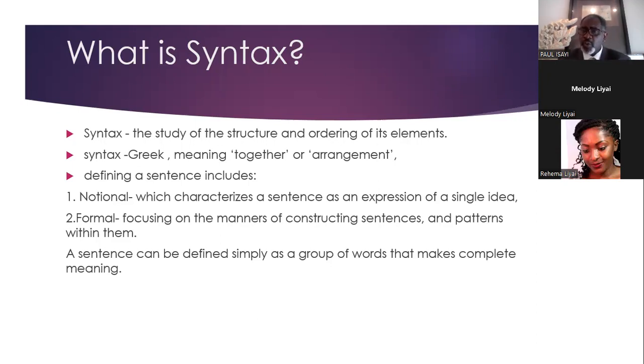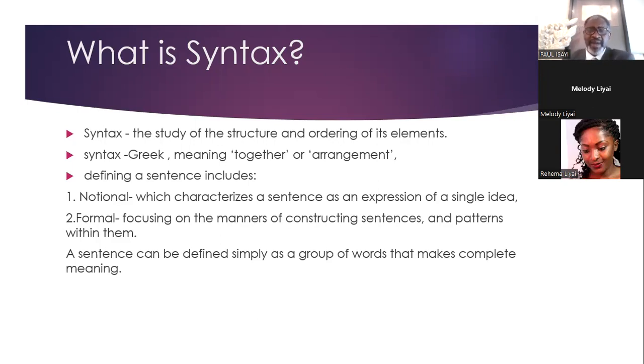Now, when we look at a group of words and the way you arrange them, we get the notional definition of a sentence. Notional means it looks at a sentence as an expression of a single idea. And then the second definition takes into consideration the formal part, which focuses on the manners of constructing sentences and patterns within those sentences. We look at this when we proceed.